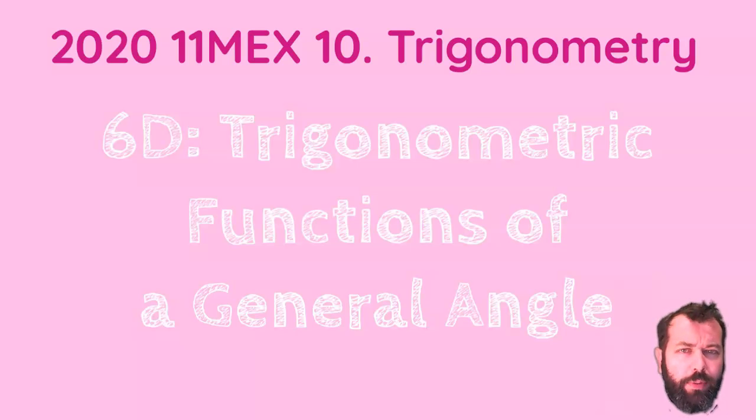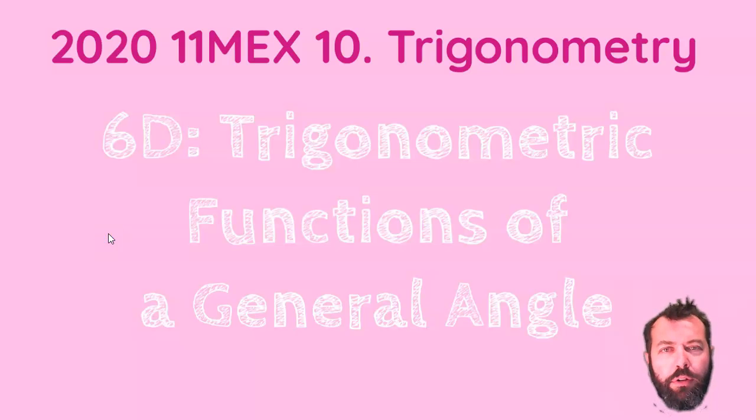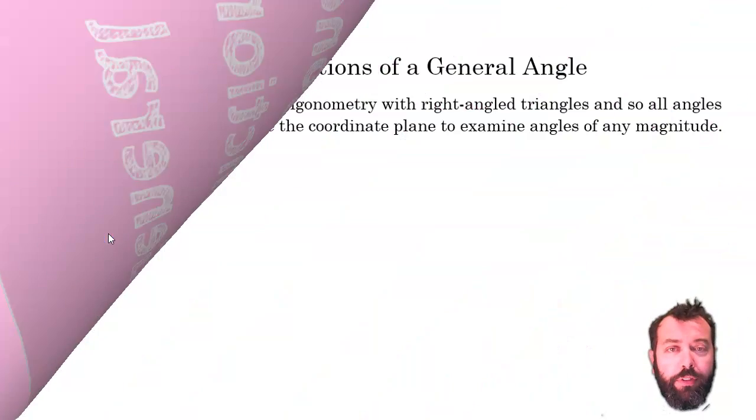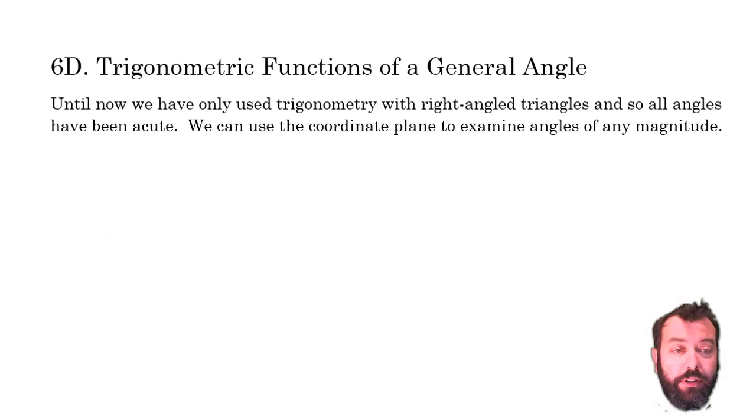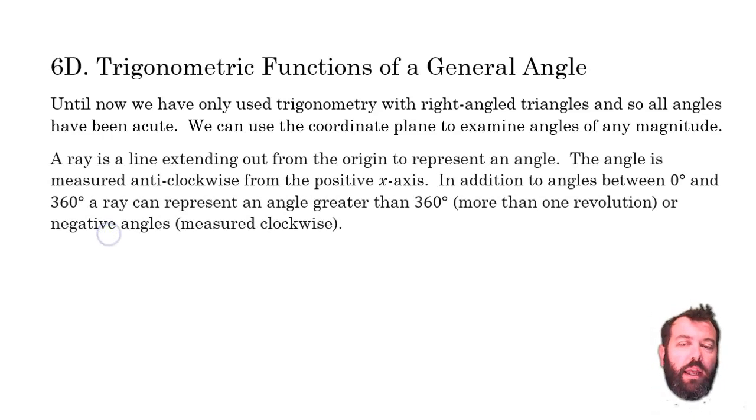We're stepping away from those practical problems, and this time we are just looking at a bit of background knowledge here: trigonometric functions of a general angle. What I'm talking about are angles that are outside of the range 0 to 360 degrees, angles of any magnitude. Essentially, what we can do to represent them is to add or subtract any multiple of 360 degrees.